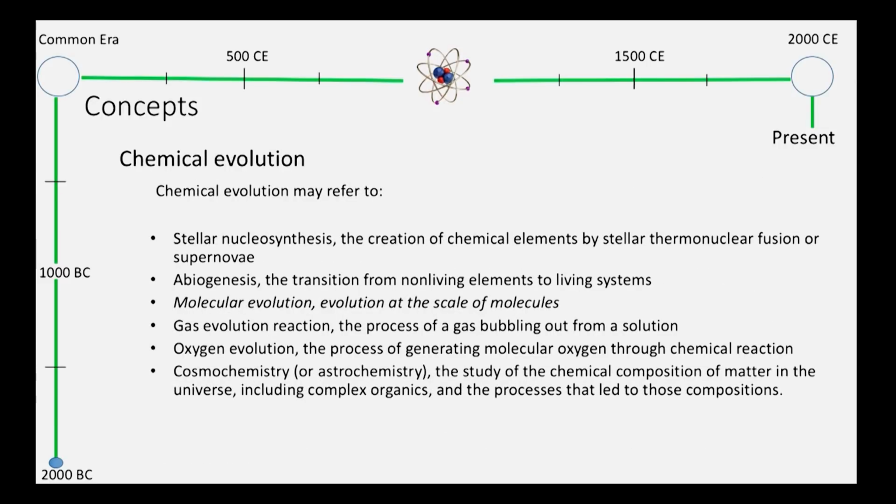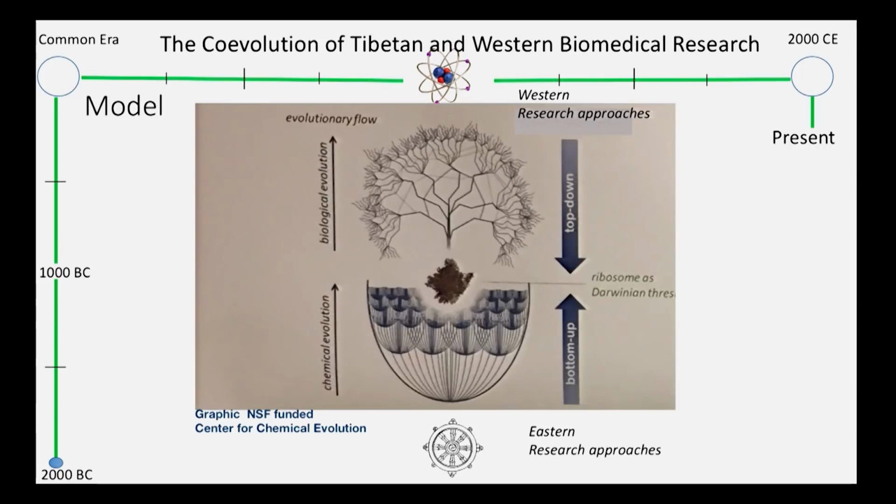Chemical evolution is something you may not be as familiar with, but it can refer to a variety of things. It's actually a hot topic and is a funded area by the National Science Foundation. Specifically, our area of interest is the italicized version there, which is molecular evolution, at the scale of molecules, which brings us to our model.